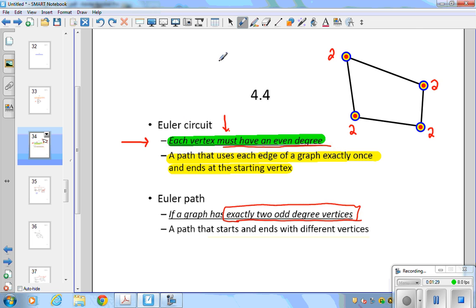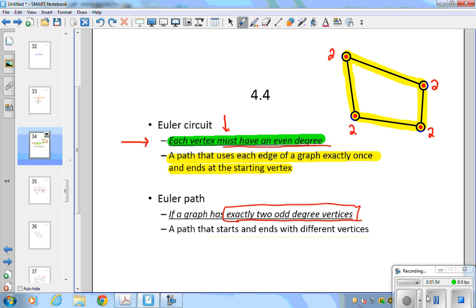Now, what you're going to do is recreate this graph without picking up your pencil or tracing over any additional edge. So if I start here, notice how I am drawing over the edges, recreating my graph, and I'm able to get back to my starting point, which was right here. This is an example of a Euler circuit.